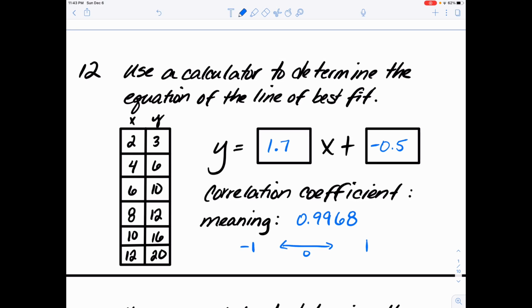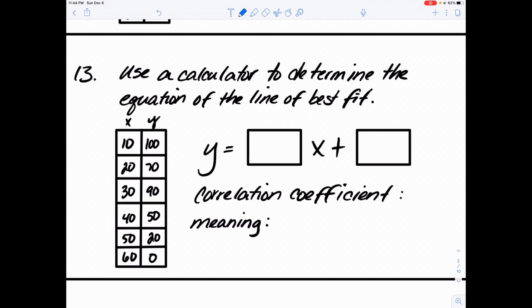That means our correlation coefficient represents, in this case, a very strong positive correlation, because the data set points were very close to that trend line. It was tightly packed. This was a good line and a set of data that follows the trend very, very closely. Question 13 again says to use a calculator to determine the equation of the line of best fit.